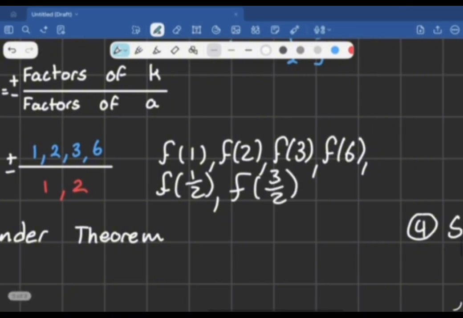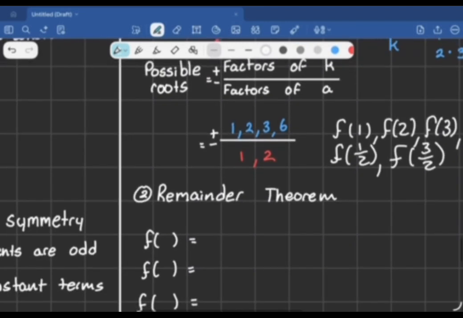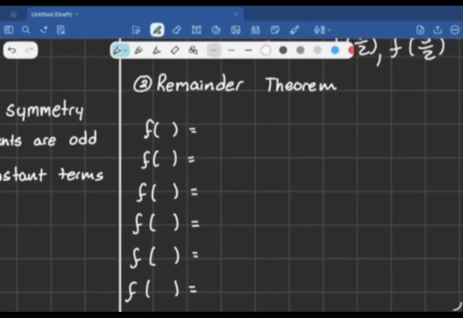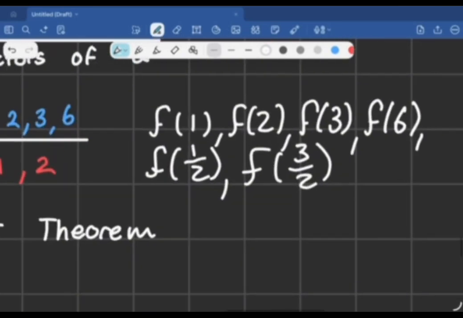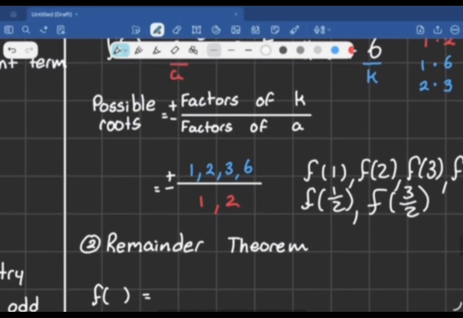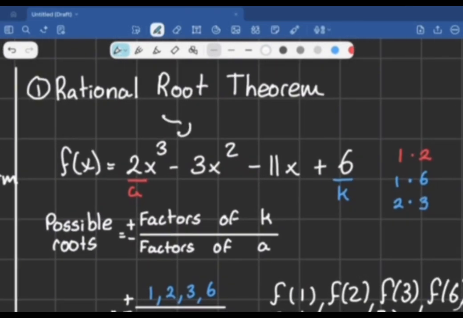And 6 divided by 2 is still 3, so I won't write that down. Moving on to remainder theorem. Instead of dividing every time, you can just plug in each possible root into the polynomial. So what you're going to want to do is plug in your roots, both positive and negative, into the x of the polynomials.